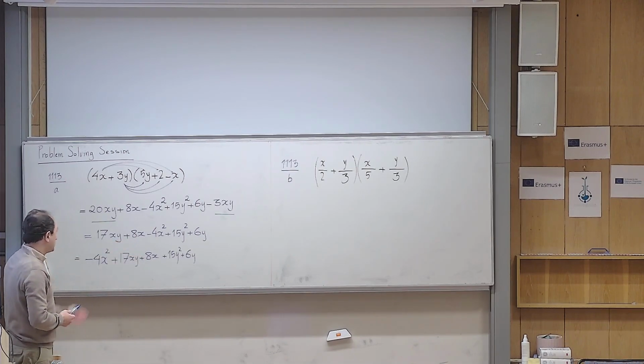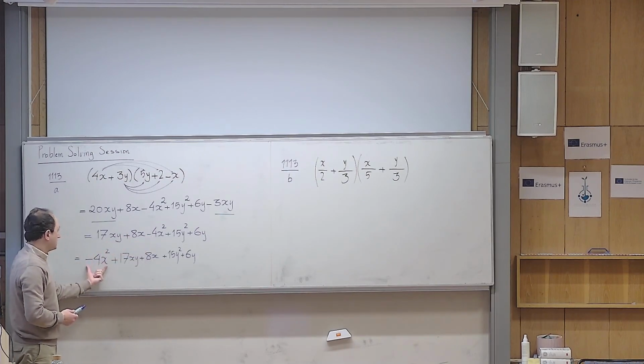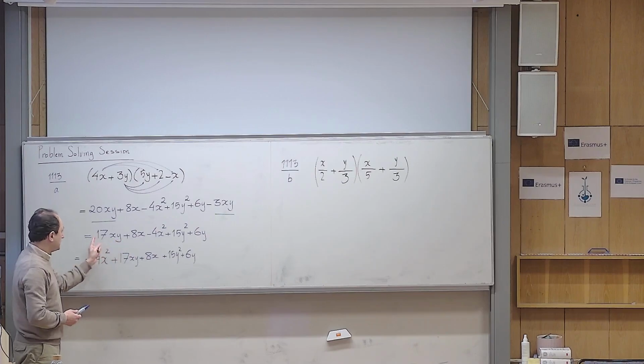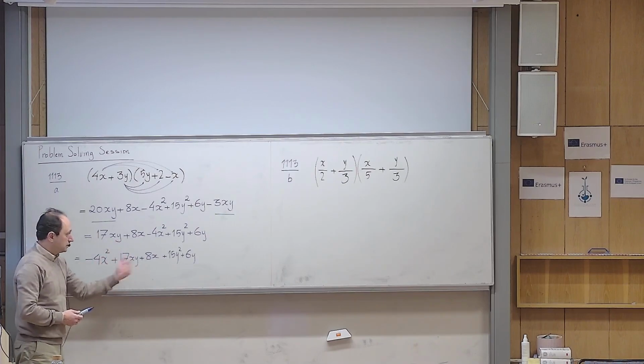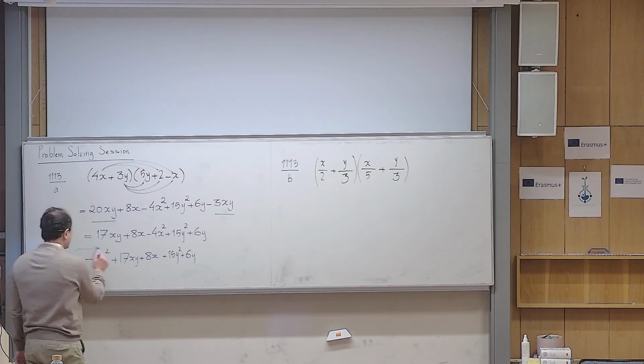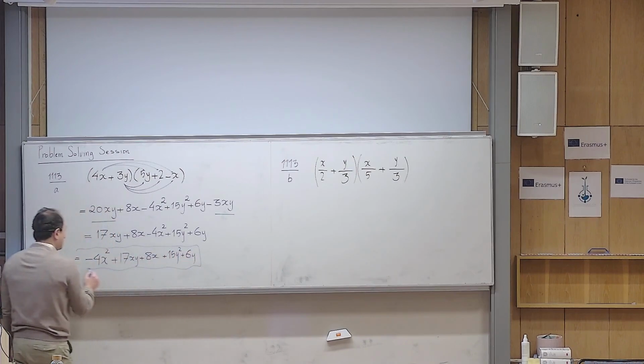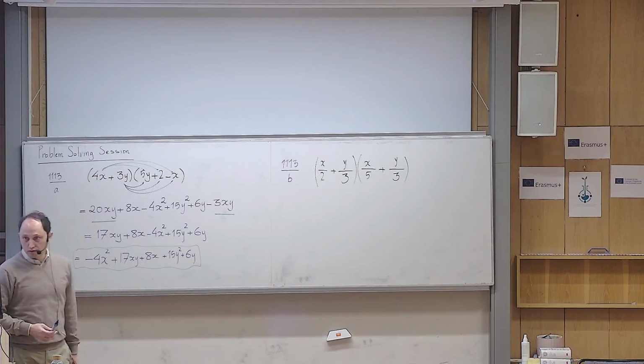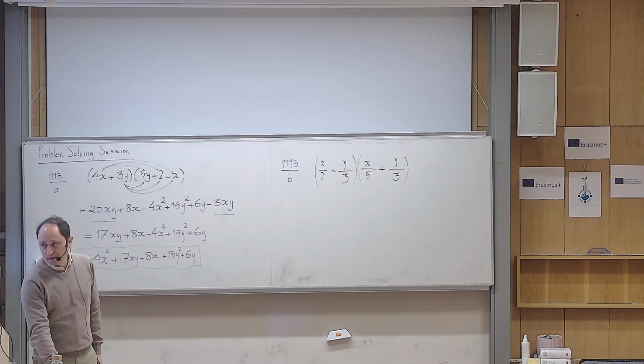But I want you to understand that these are the same, yes? You see minus 4x squared is written here, 17xy means plus 17xy is written here. This is not compulsory, so I just put it there. It is extremely important to familiarize yourself with GeoGebra, okay?